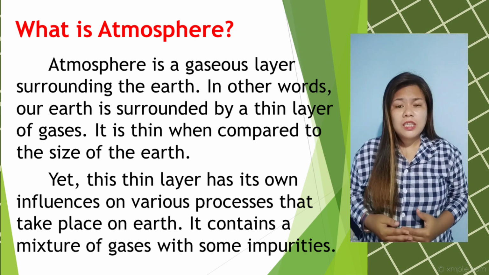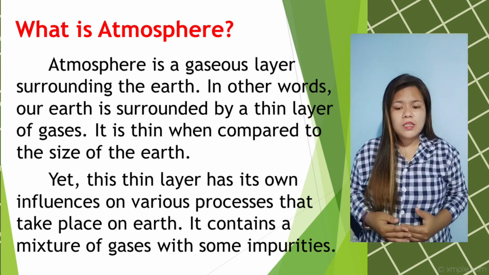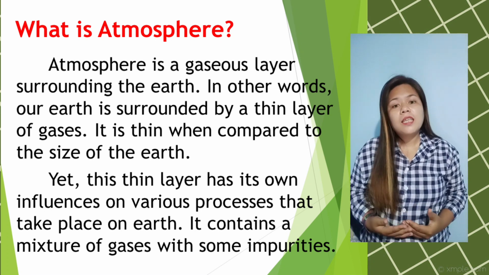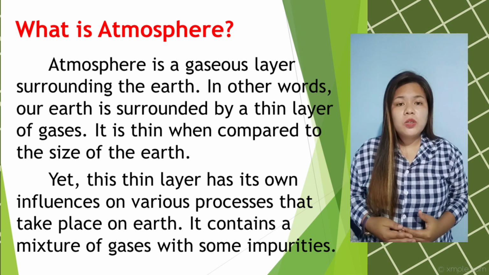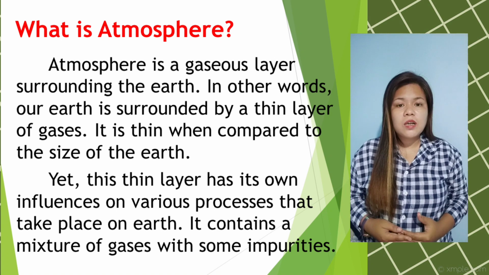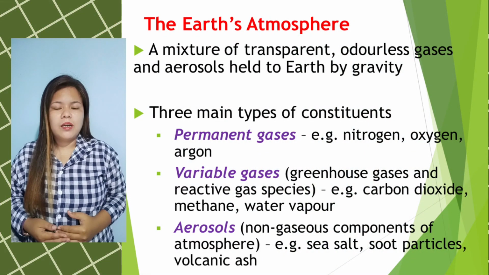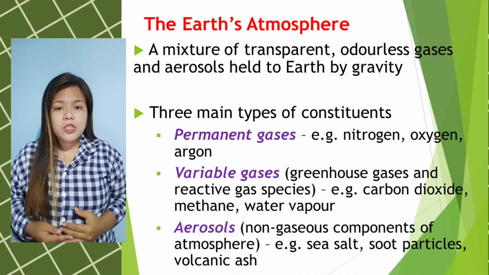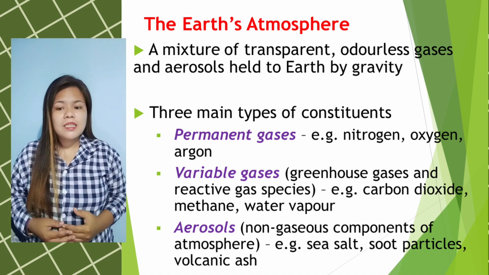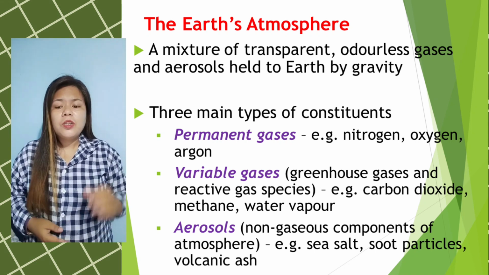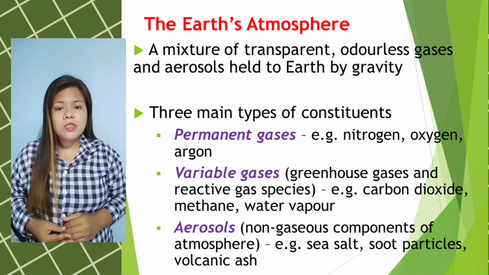Yet, this thin layer has its own influences on various processes that take place on Earth. It contains a mixture of gases with some impurities. So what's in the Earth's atmosphere? It is a mixture of transparent, odorless gases and aerosols held to Earth by gravity. There are three main types of constituents.